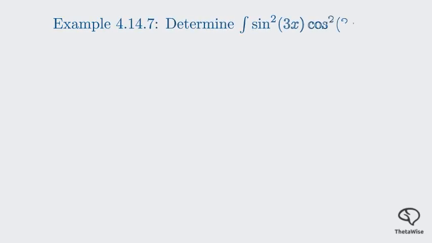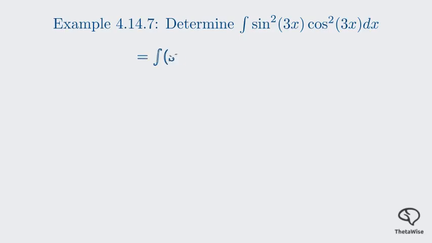This requires a different technique. The problem asks for the integral of sine squared of 3x times cosine squared of 3x. There are no odd powers to split, so our previous strategy won't work. The key here is to use a double angle identity. Specifically, we'll use sine 2a equals 2 sine a cosine a.